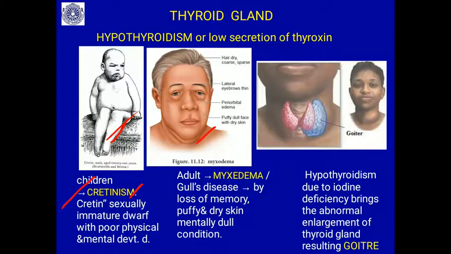In case of an adult, hypothyroidism or low secretion of thyroxine leads to myxedema. It is called Gull's disease. So there is loss of memory, puffy skin, dry skin, mentally dull condition, inactiveness, lethargy, and all this happens because of the importance of thyroxine. When the thyroxine level goes down, the person feels fatigue, he cannot do the work properly because the energy production is low in his or her body. So these are the symptoms you will find.